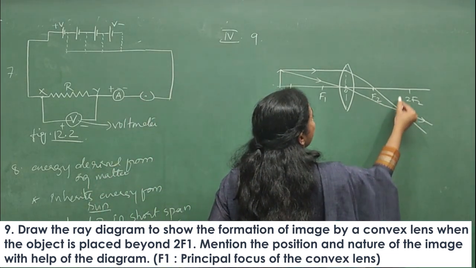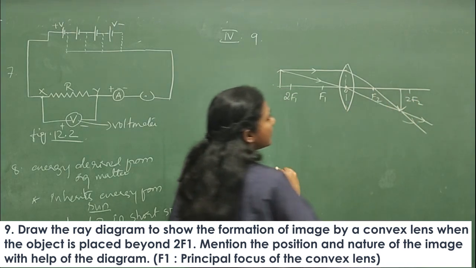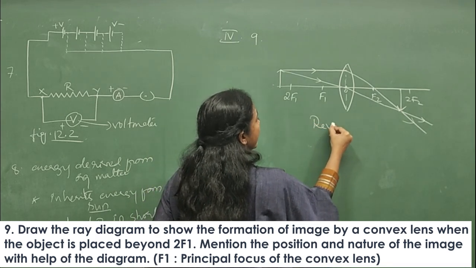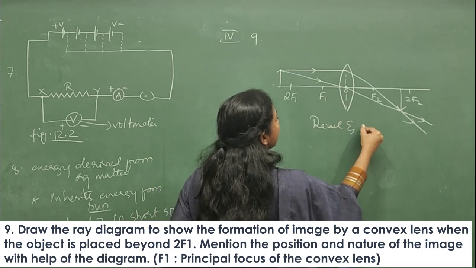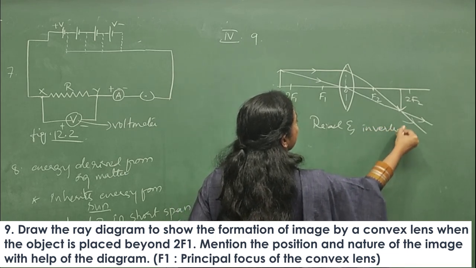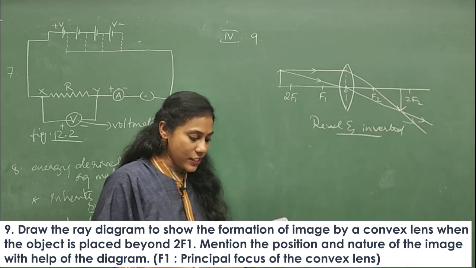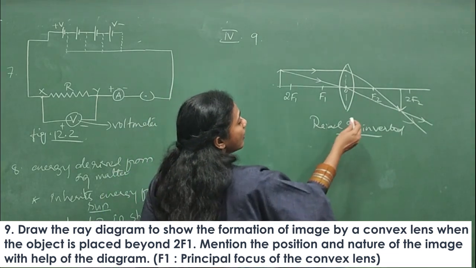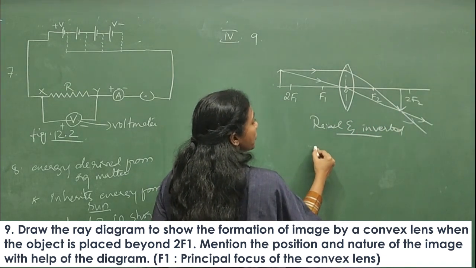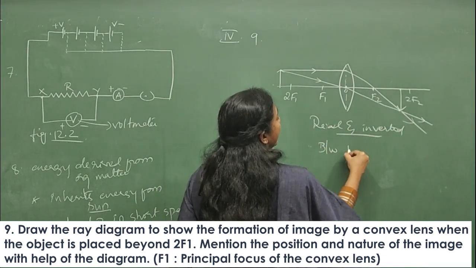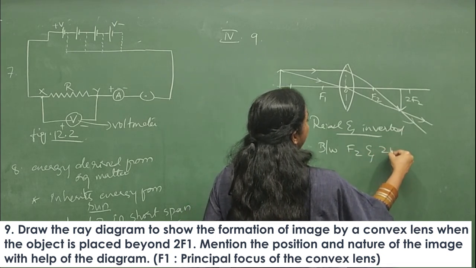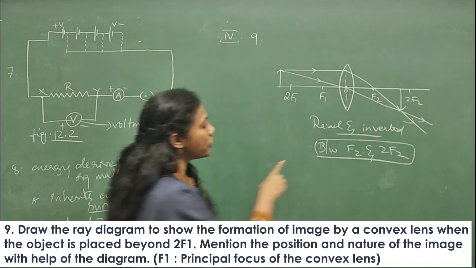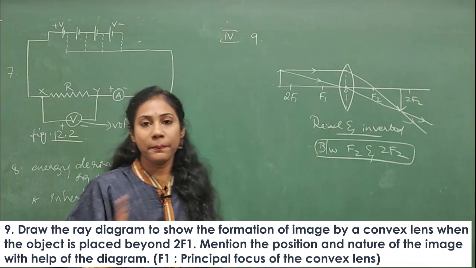So here is our image getting formed, isn't it? What type of image is it? Definitely I can say it is a real and inverted image. That's the nature of the image they asked for. What is the position of the image? The image position is between f2 and 2f2, isn't it? So you have to mention the position of the image and the nature of the image.